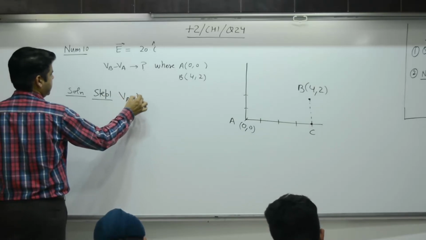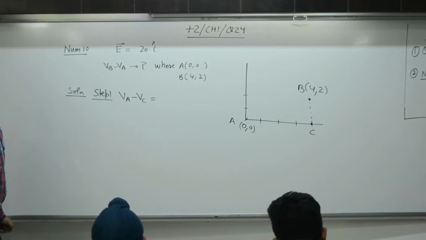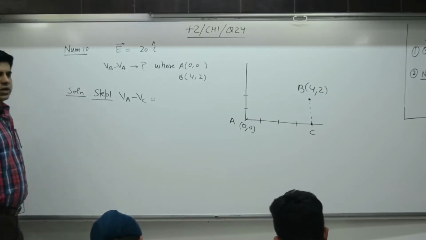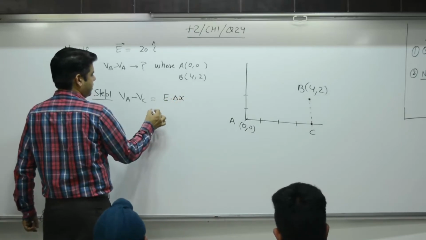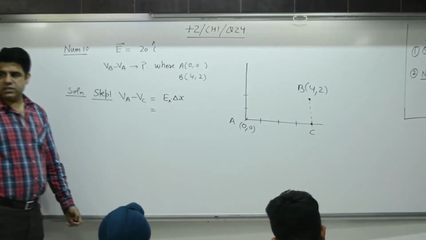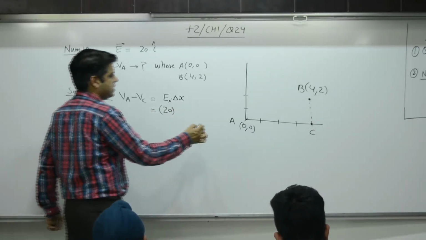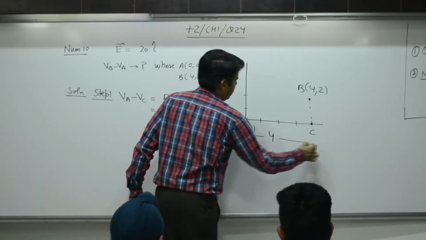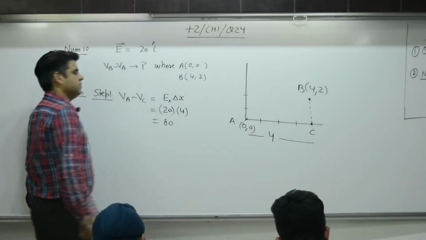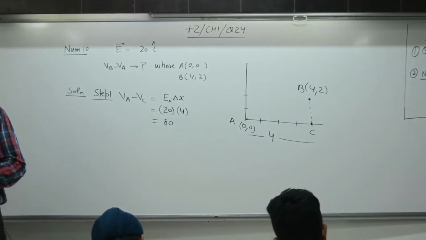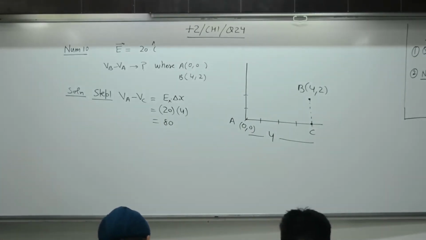VA minus VC is what? Yes, correct. Potential difference is E into delta x, magnitude only. What is the value of E along x-axis? 20. What is the distance along x-axis? 4. 80 volts, correct. A is at a potential 80 volt higher than C.